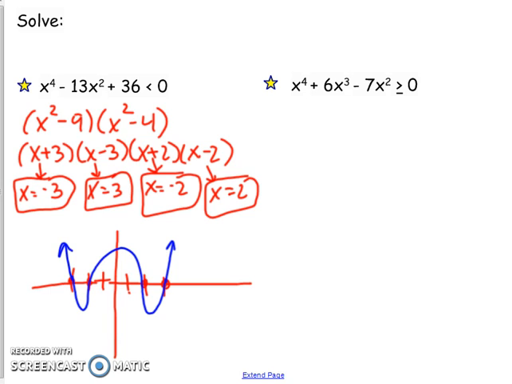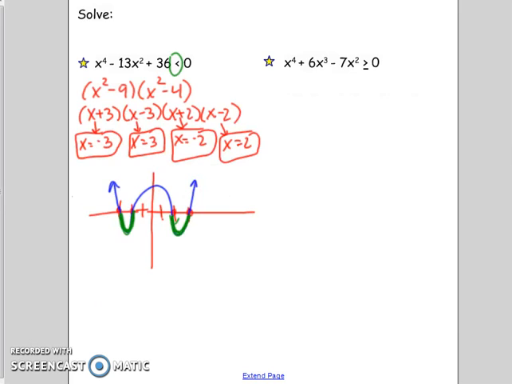We want where it's less than 0. So we're going to look below the x-axis. We're going to look here and here. So it doesn't include it since there's no line underneath the inequality symbol. So we're going to say that from negative 3 to negative 2, it's below the x-axis, and they're both in parentheses because they don't include the negative 3 or the 2. And then also from 2 to 3.